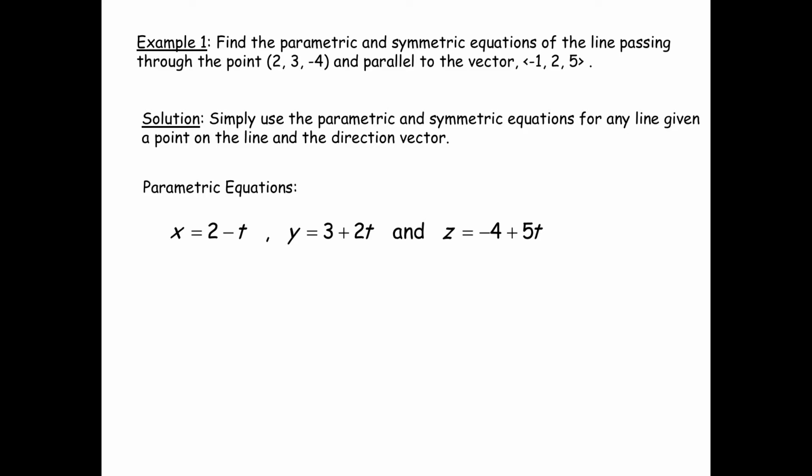Okay. If we solve these for t, and I would think about setting this up, and then I would think about what it would look like to solve for t. We would have x minus 2 divided by -1, y minus 3 divided by 2, and z plus 4 divided by 5. Those would be your symmetric equations.